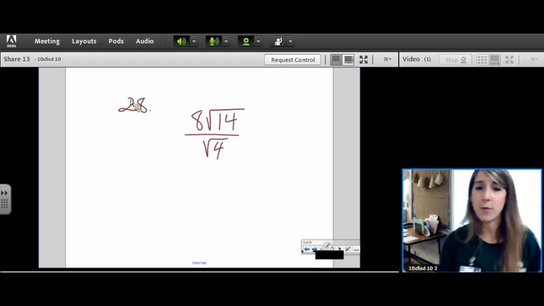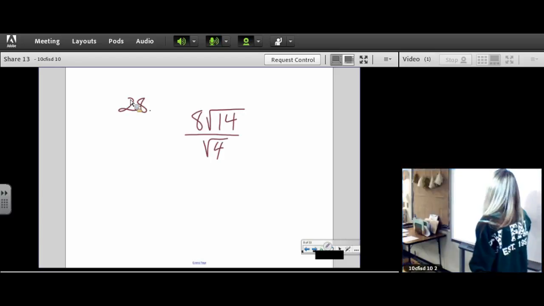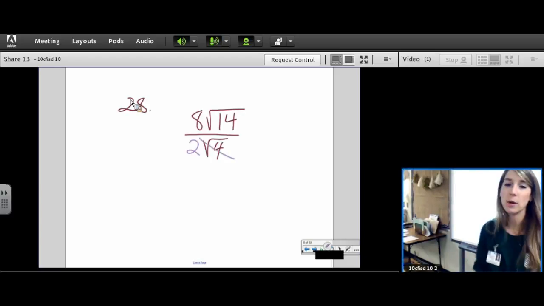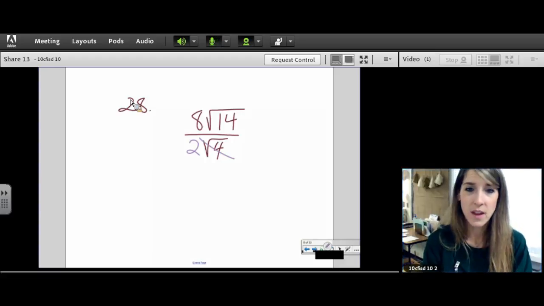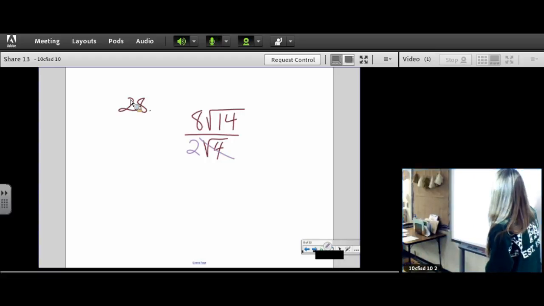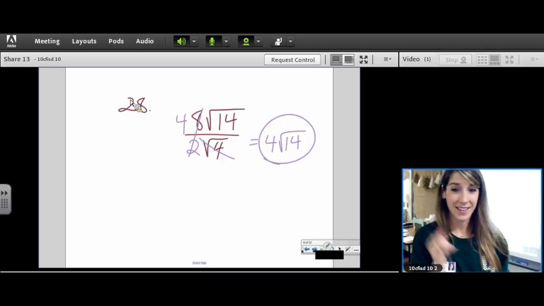No, I'm not going to divide 14 by 4 or reduce 14 divided by 4 because it could be reduced. I'm going to cross this out, and I'm going to write what square root of 4 equals. It's 2. Plain old 2. 8 divided by 2 is 4. Oh my goodness. We're totally done. End of that story. That was quick. Yay.